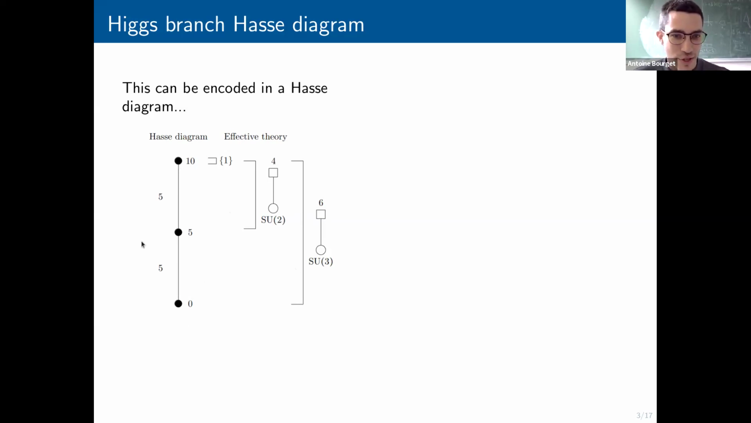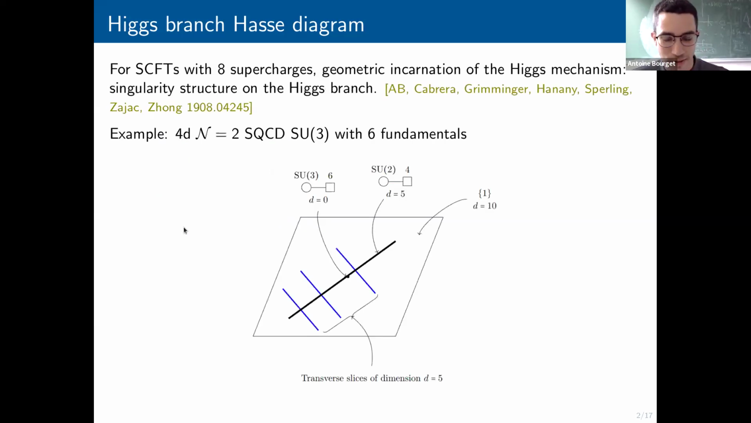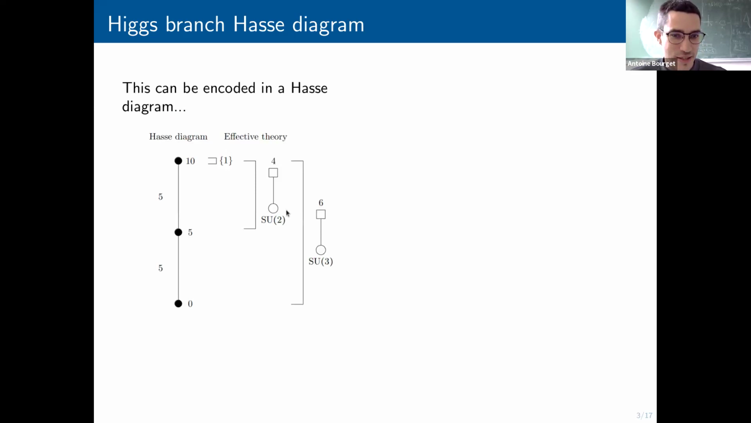You see the transverse slices. So if I go back to the previous drawing, the transverse slice, which is what is pictured in blue here, this is a transverse slice. So this is the Higgs branch of the theory after you've partially Higgsed. Okay, so this is the depiction.